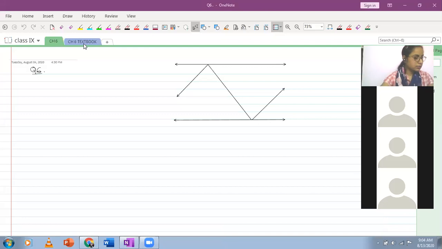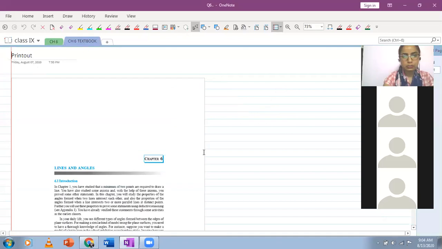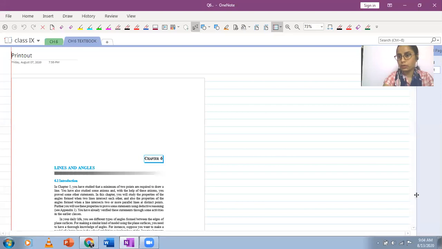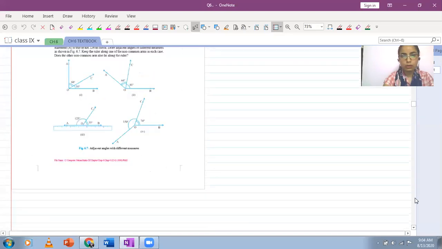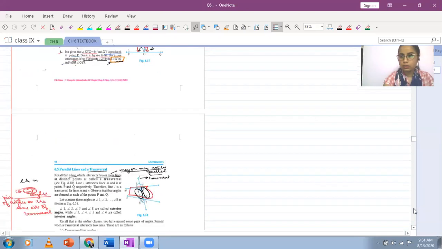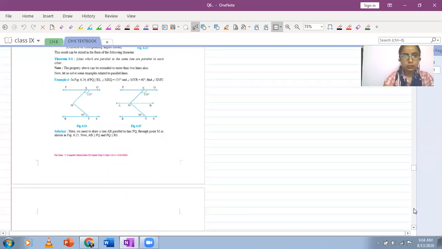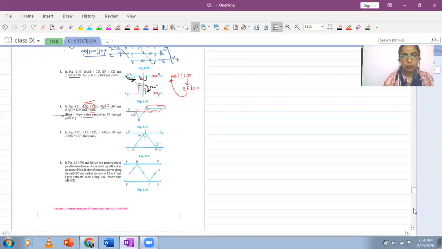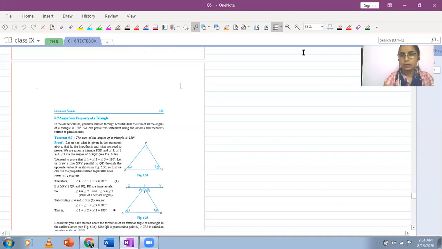We were doing exercise 6.2 and we are left with one question of this exercise. Exercise 6.2, question number 6. I would like to discuss this question at the very end of the chapter, not for now, as it requires a little revision of physics. So I will not take this up right now. I'm going to discuss the next part.